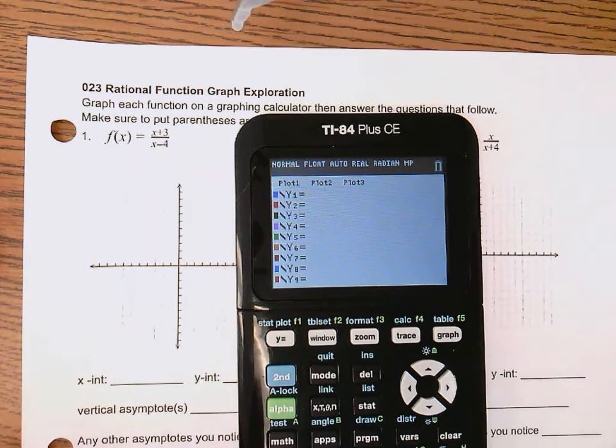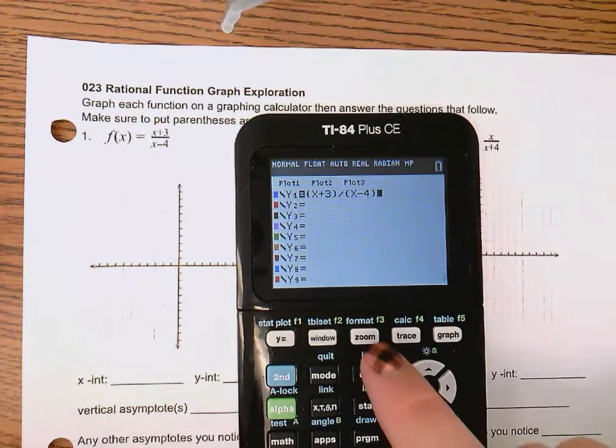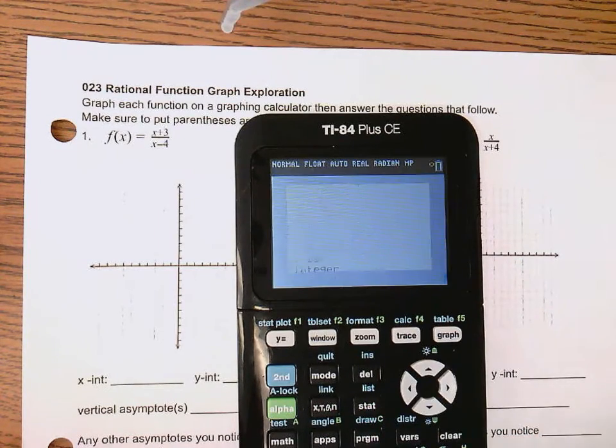So my function first is x plus 3. So I'm going to put x plus 3 in parentheses, divided by x minus 4, and I'm going to put that in parentheses. It's always nice to hit zoom 6 before you graph it, just because it gives you back your 10 by 10 viewing window.